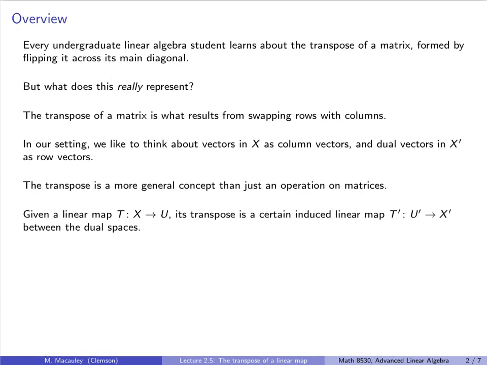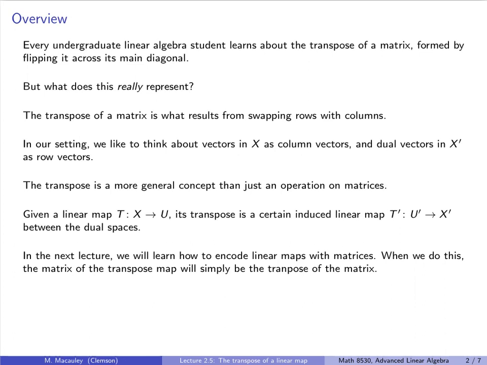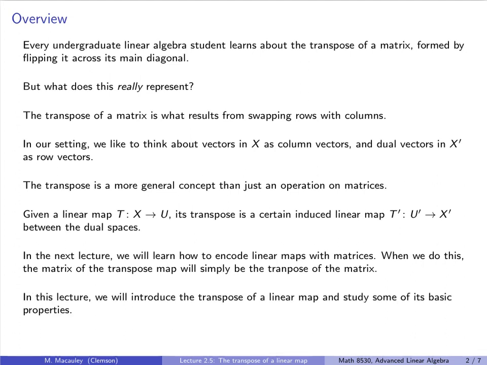Given a linear map, T, from X to U, its transpose is a certain induced linear map. We'll call it T prime because it goes between the dual spaces in the reverse order. So it goes from U prime to X prime. In the next lecture, we will learn how to encode linear maps with matrices. When we do this, the matrix of the transpose map will simply be the transpose of the matrix. In this lecture, we will introduce the transpose of a linear map and study some of its basic properties.